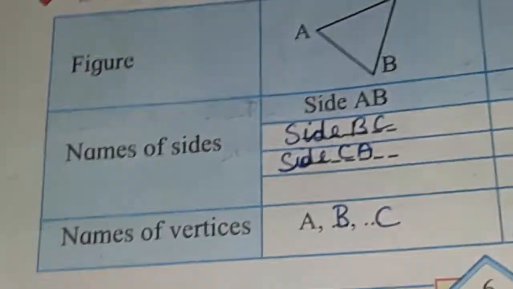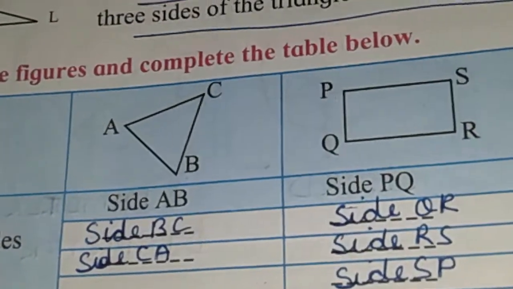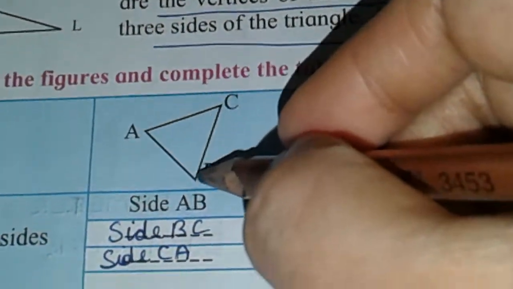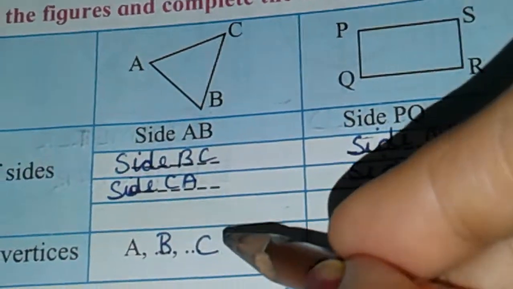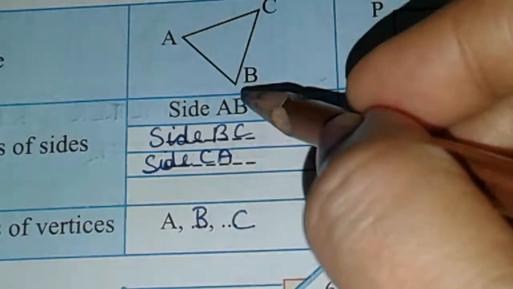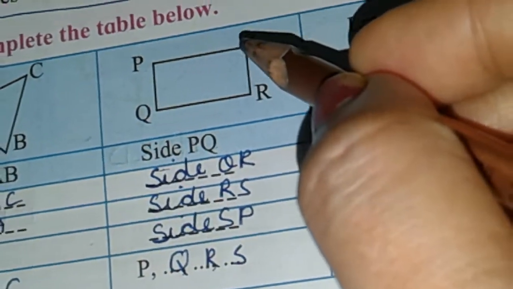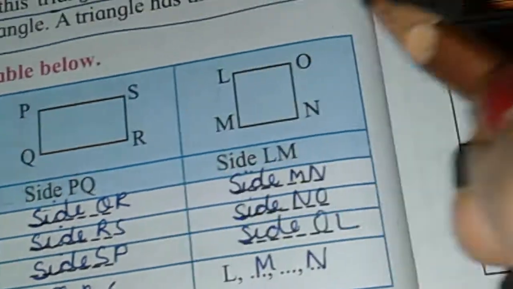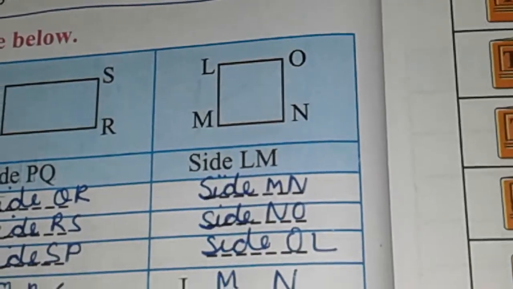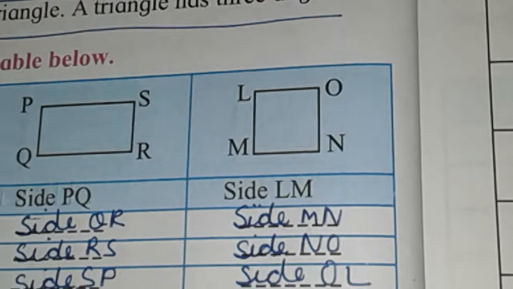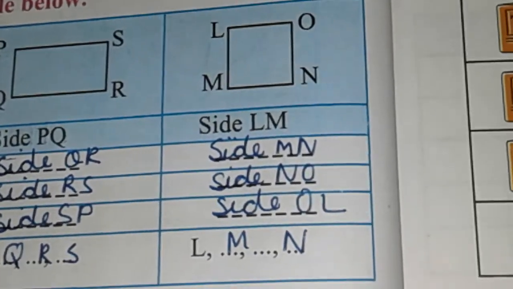Okay, now we will complete this. Come to here, name the sides. See the sides AB, BC and CA. You have to name the sides AB, BC and CA. I have written the vertices as points A, B, C. In this figure, they started from PQ, QR, RS, SP. Like this, you have to write all the sides. Vertices are P, Q, R, S. Now in this figure, you can see LM, then MN, then NO, then OR, and the vertices are L, M, N.